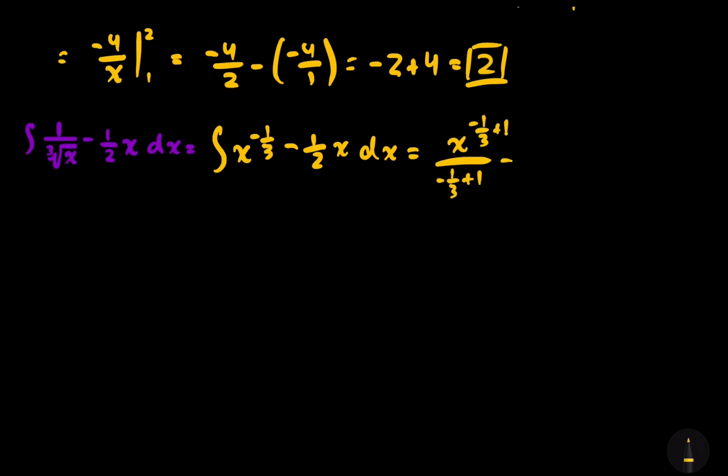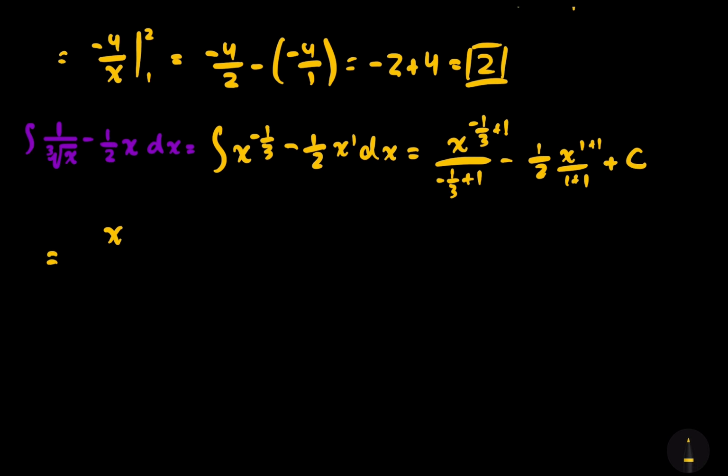And then same thing with the -1/2 x. This is just an x to the 1, right? And so we get x to the 1 plus 1 over 1 plus 1, not 1 plus 2. And then we have to include the plus c. And then we just have to simplify everything.